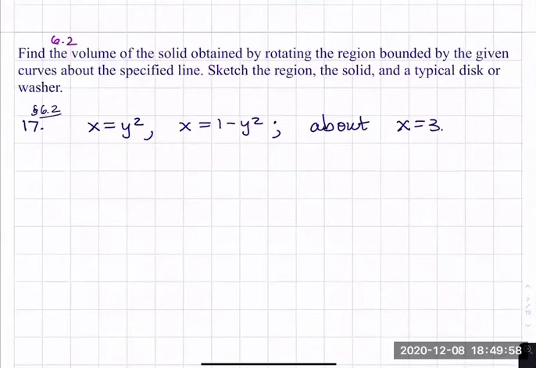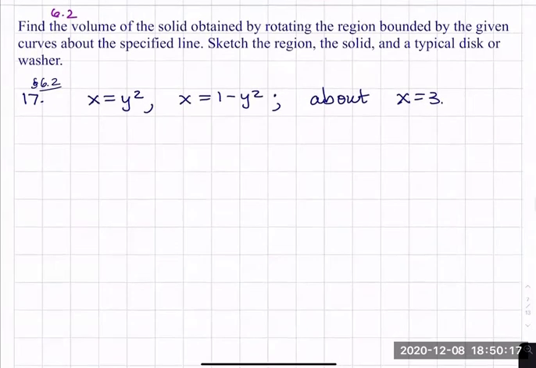Okay, here we have these two functions. We're going to sketch the graph and look at the region. Then we're going to rotate that region around a vertical line x equals 3. That will result in a solid of rotation, and then we're going to find the volume of that solid. So it's a pretty involved problem.